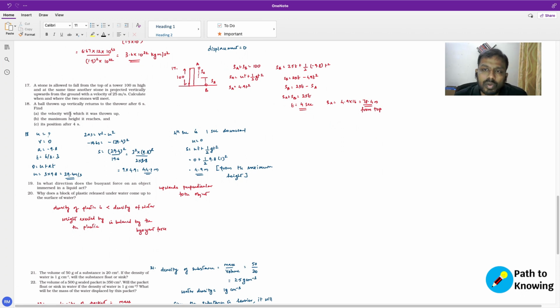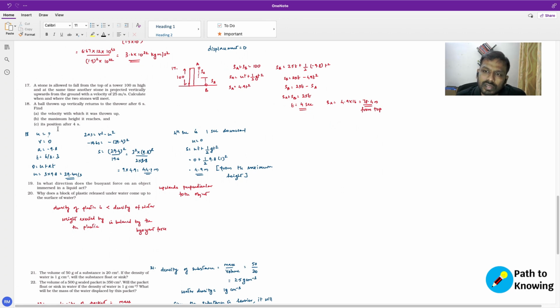Question 18. A ball thrown up vertically returns to the thrower after 6 seconds. Find the velocity with which it was thrown up, the maximum height it reaches, and its position after 4 seconds. So we know that if the ball is thrown, it has taken 6 seconds, which means that it has taken 3 seconds to reach the top and 3 seconds to come back, right?